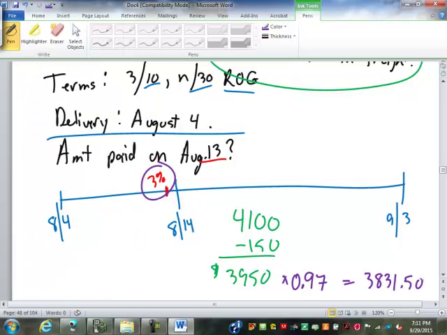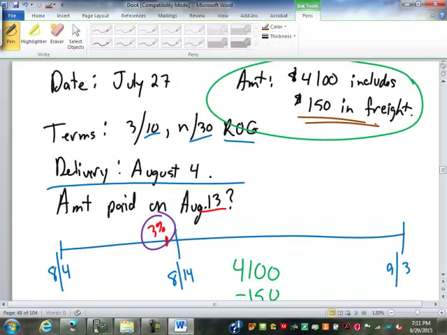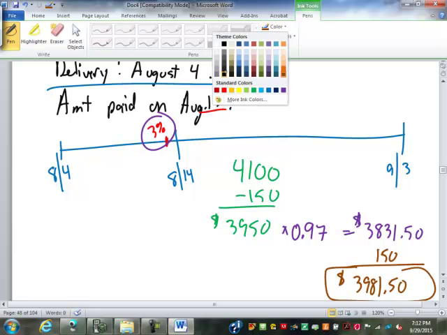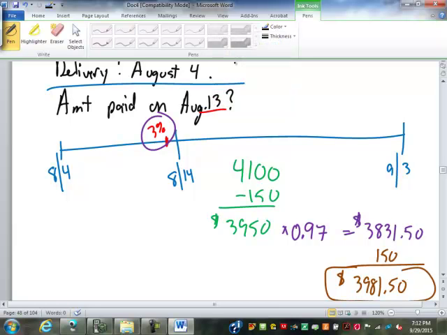So $3,831.50. Are we done? No. Put the 150 in freight back in there. So $3,981.50 is the amount. What do you think? Not so bad?